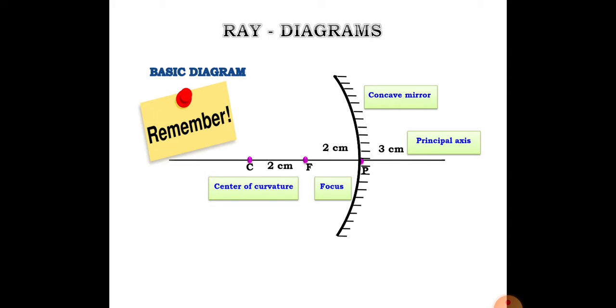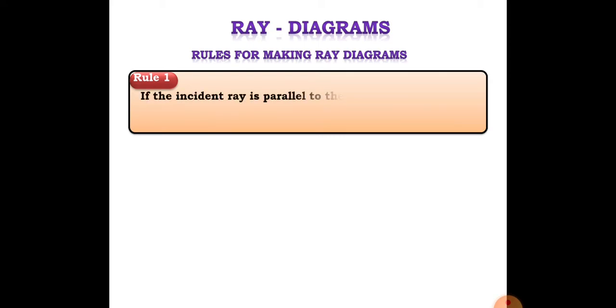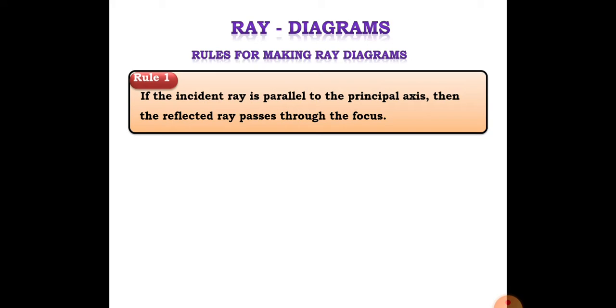Before starting with the ray diagram you should know these things, and one more thing you should know, that is how to draw the ray diagram. To draw the ray diagram you should know some rules. Now what are the rules for drawing the ray diagram? Let us understand. The first rule, rule number 1: if the incident ray is parallel to the principal axis, then the reflected ray passes through the focus. One more time, if the incident ray is parallel to the principal axis, then the reflected ray passes through the focus.